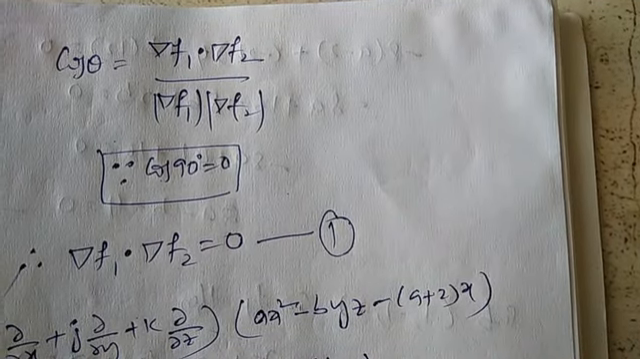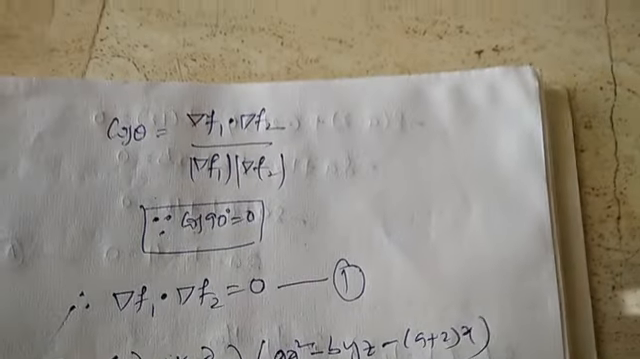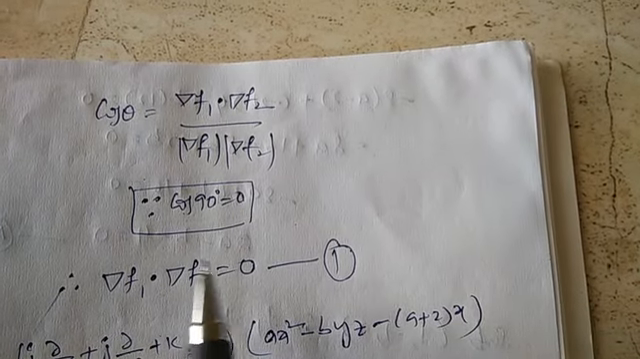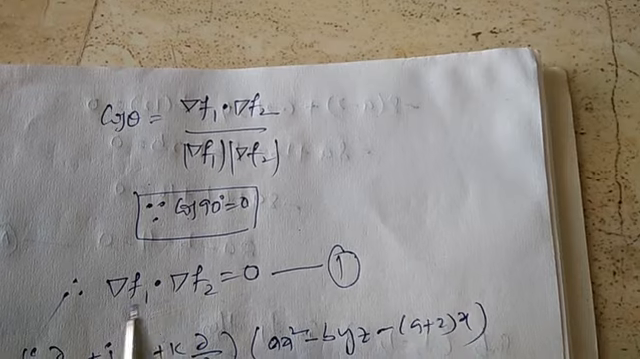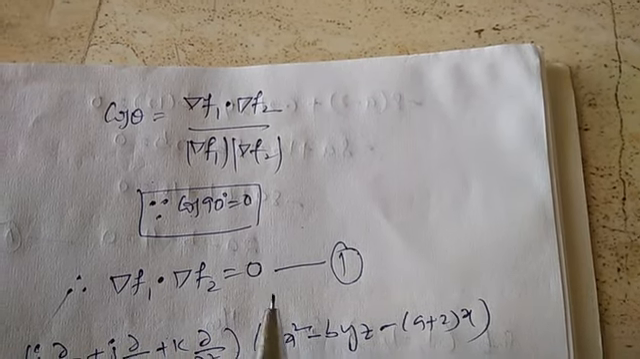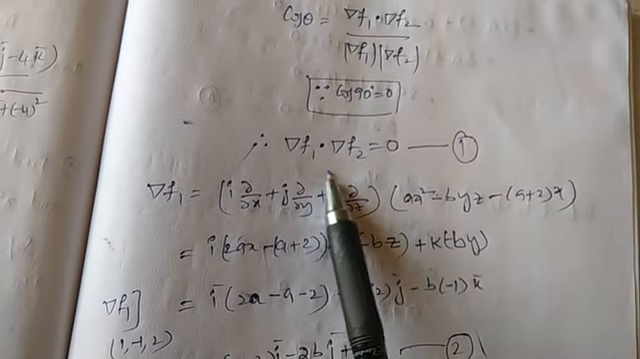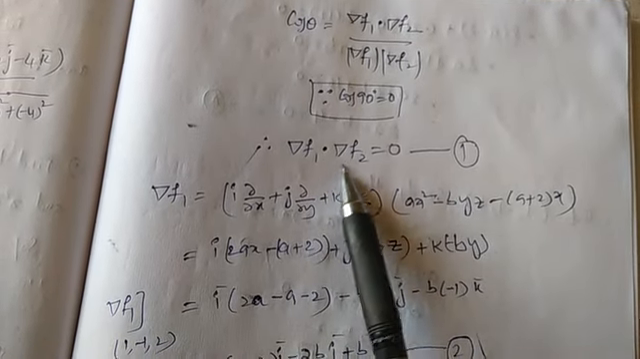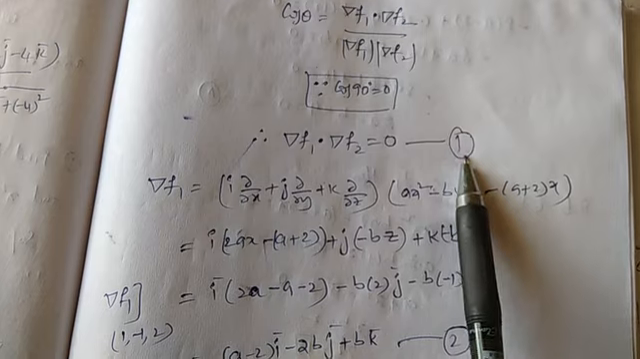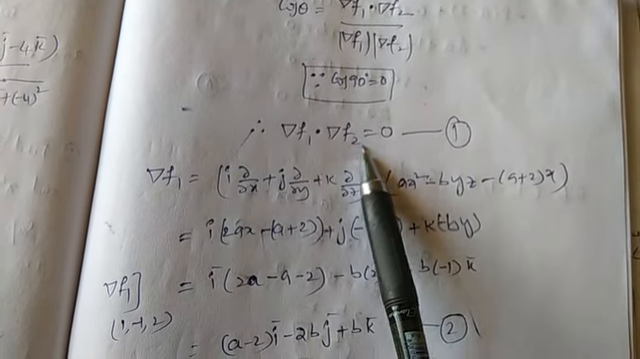What is the normal of our first curve? Del f1. Now the second curve's normal is del f2. Now their dot product should be 0. Why? Because they are perpendicular, right? Simply apply del f1 and del f2, and make the dot product 0. That is equation number 1. Use this condition to get a comma b.